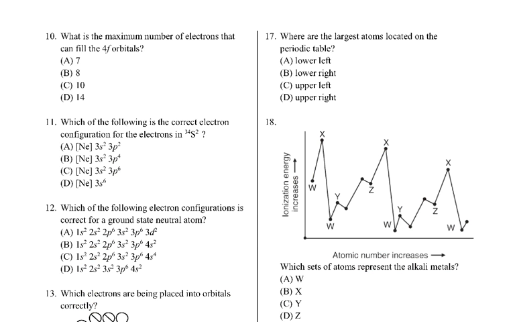Number 10, what is the maximum number of electrons that can fill the 4f orbitals? Now again, it doesn't matter that it's a 4. That doesn't make any difference at all, just f orbitals. So f orbitals, f's always come in sevens.